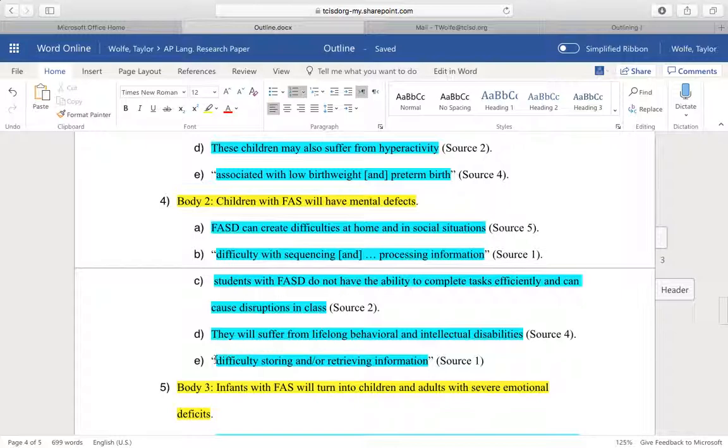And they will have difficulty storing and or retrieving information. And I think I would have ended with this one right here. They will suffer with lifelong behavioral and intellectual disabilities. So, does the assignment meet the requirements? Yes. Could it have been better? Yes. Okay. Again, it's all about how I'm building my argument, where am I putting this information, what order makes sense.